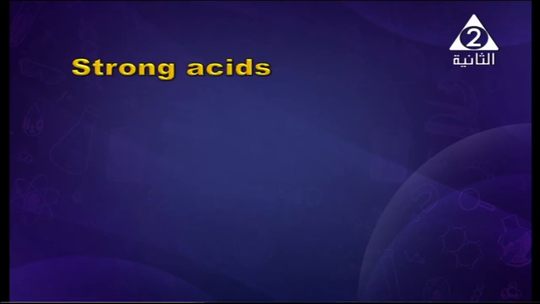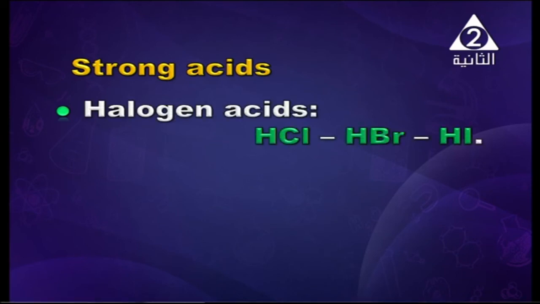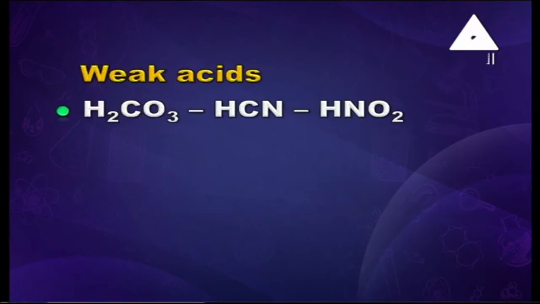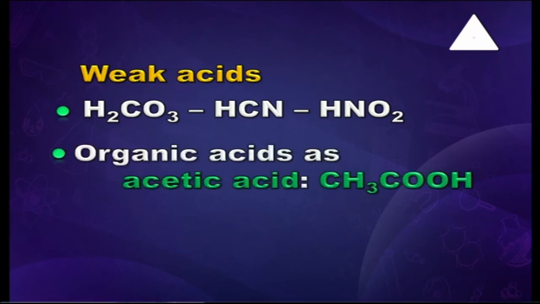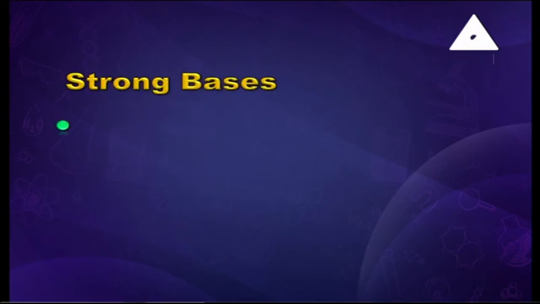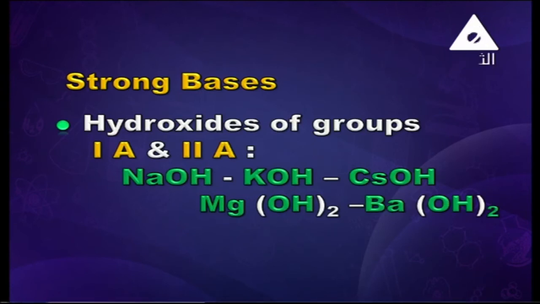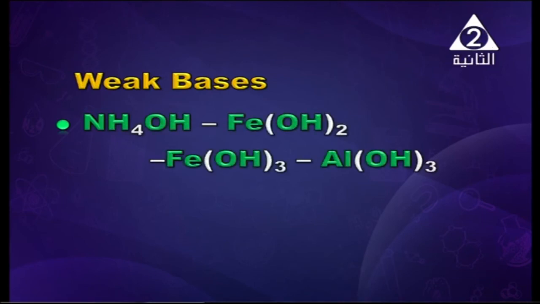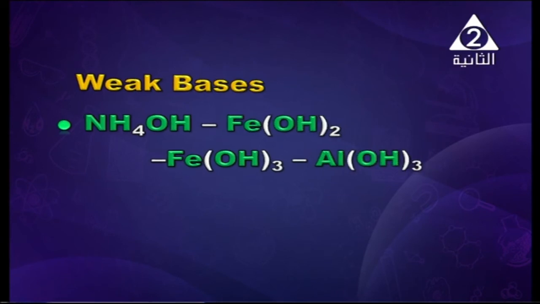Here, my dear student, remember the strong acids, for example, halogen acids: HCl, HBr, HI, hydrochloric acid, hydrobromic acid, hydroiodic acid, and oxygenated acids such as perchloric acid, sulfuric acid, and nitric acid. Weak acids include carbonic, hydrocyanic, and nitrous acid, and organic acids, also weak, such as acetic acid, CH3COOH. Strong bases are the hydroxides of group 1A and 2A: sodium hydroxide, potassium hydroxide, cesium hydroxide, magnesium hydroxide, barium hydroxide. Weak bases are ammonium hydroxide, iron(II) hydroxide, iron(III) hydroxide, and aluminum hydroxide.